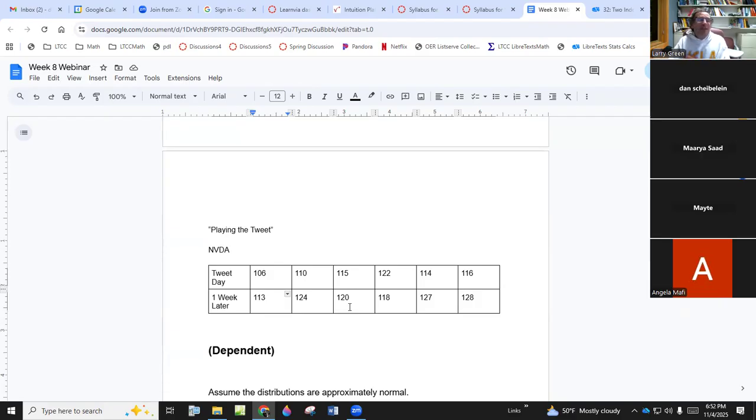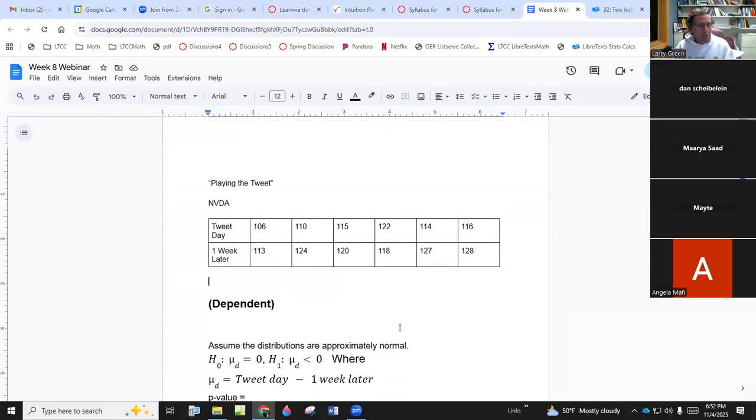So it's one of those where I have to make the assumption that we have an approximately normal distribution, even though our sample size is too small. Okay, so it's not perfect, but you can't be perfect with the market. Okay, so this is real data, by the way. So we have to assume the distributions are approximately normal.